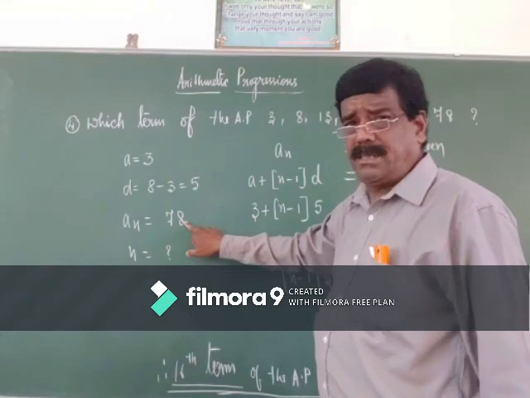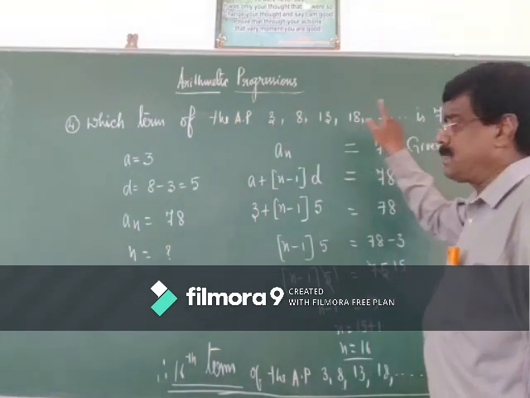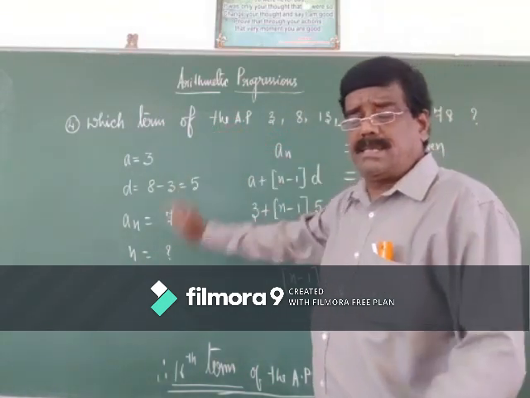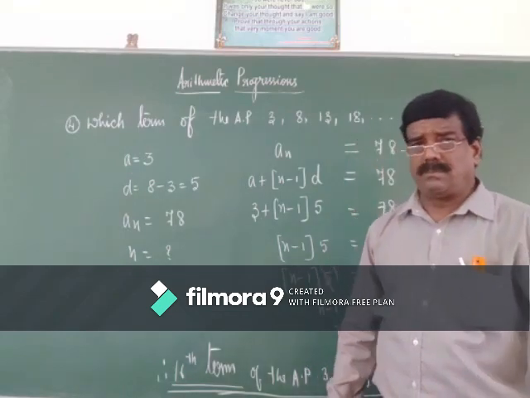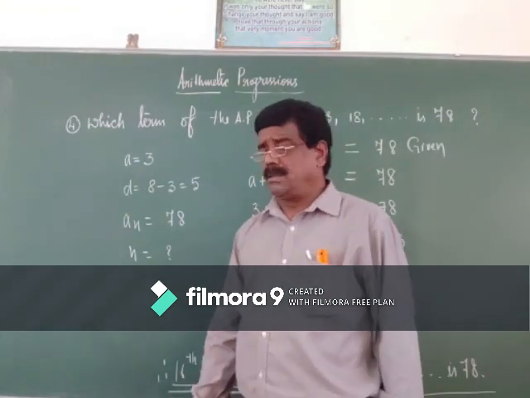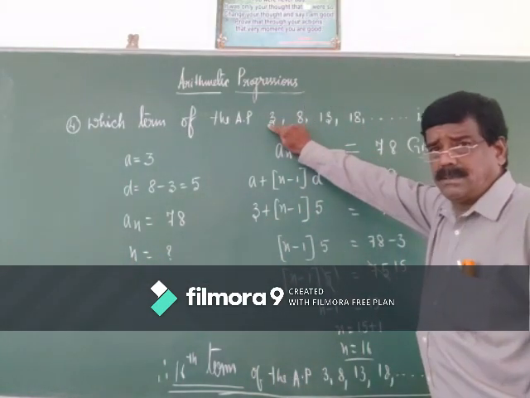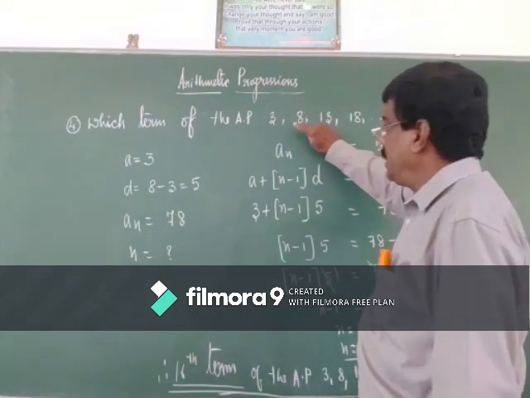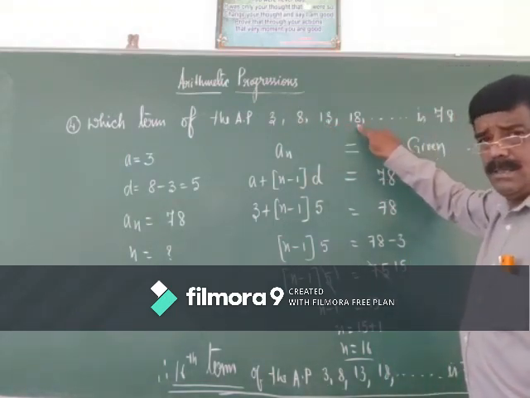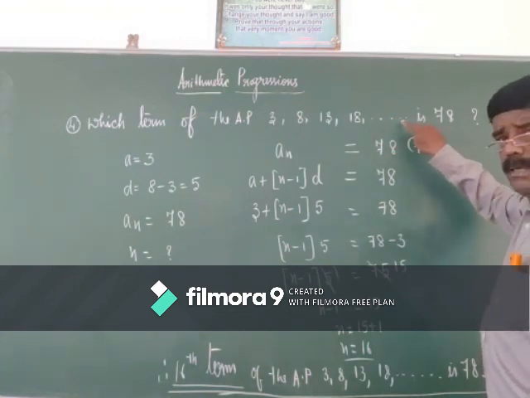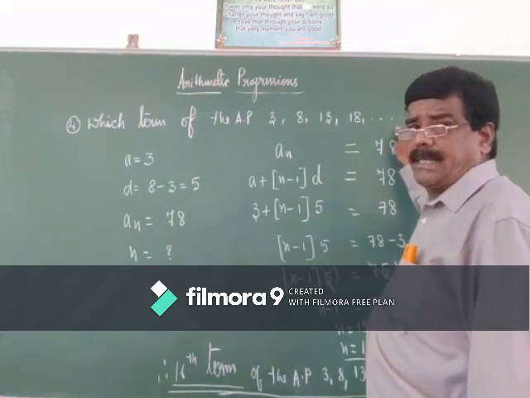Then a_n is 78. How to write this? The question asked here is, which term of the AP is 78? Which term means whether it is the 5th term or 6th term or 10th term or 15th term, like that. So n is equal to question mark. Here you can make out, this is the first term a1 is 3, second term a2 is 8, third term a3 is 13, fourth term 18, fifth term 23, like that. When you go on writing like that, somewhere you will get the number 78. So which term is it, that's the question asked here.